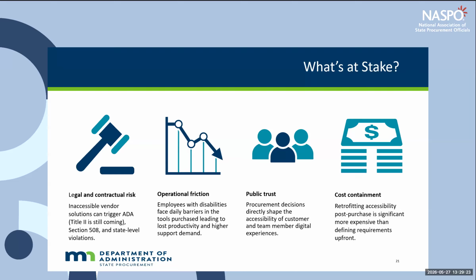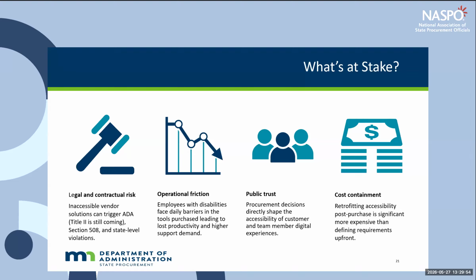The operational friction: employees with disabilities face daily barriers in the tools purchased, leading to lost productivity and higher support demand. And this is our internal employees, but it's also external as well, when somebody tries to buy a fishing license on that application and it doesn't work. And then they're calling the Department of Natural Resources and trying to figure out how they can buy a fishing license. It's a public trust issue.